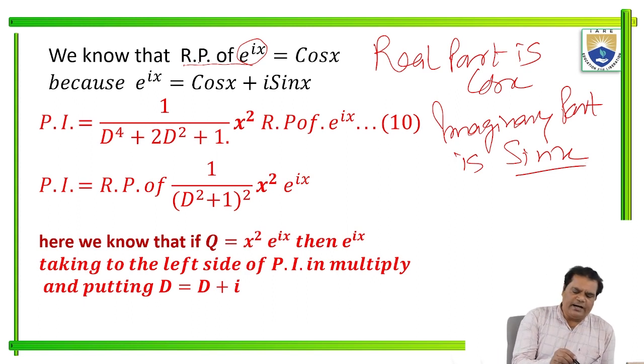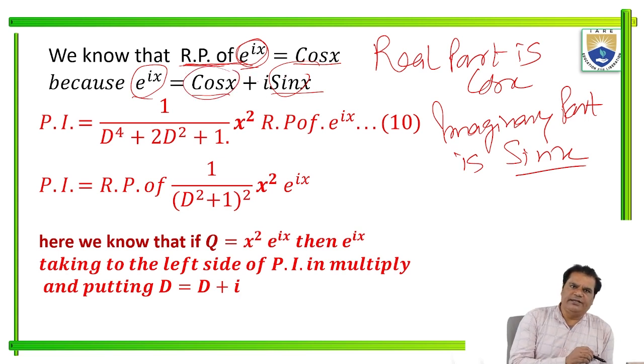So we know that the real part of e to the power ix is cos x, because e to the power ix is cos x plus i sin x. Here, sin x is multiplied by i, while cos x has no i. So cos x is the real part and sin x is the imaginary part.